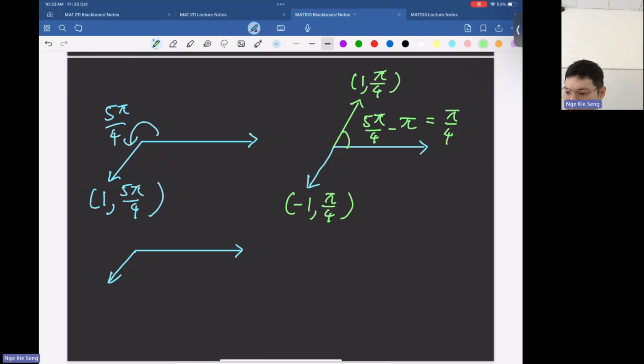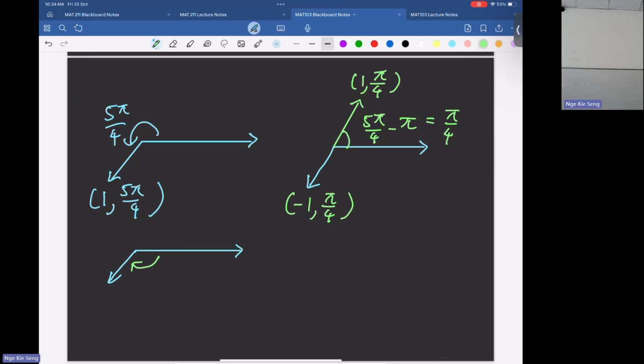Okay, how to compute this direction? So what's left? These two angles add up to 2 pi. What's the angle left here? 5 pi over 4. So what do you get? It's 3 over 4 pi. 3 pi over 4? 3 pi over 4. Okay.